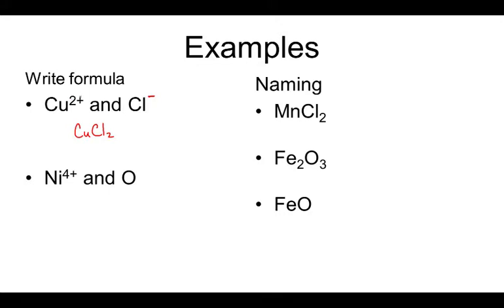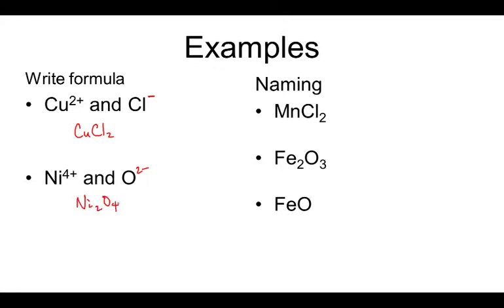Right. You can also do the crisscross method. Bring the 2 down to the chlorine and the 1 down to the copper. You get the same thing. Nickel oxygen and nickel oxide. You get 6A. This makes it a 2 minus charge. Okay, you can do the crisscross, so you'd get Ni2O4.